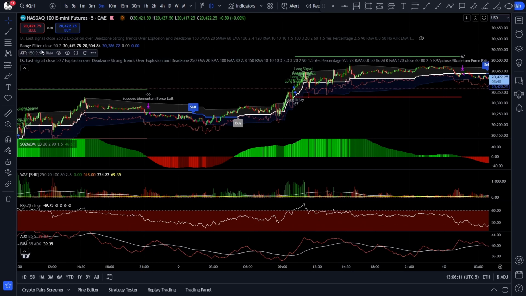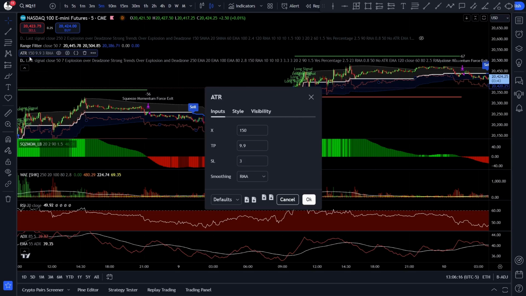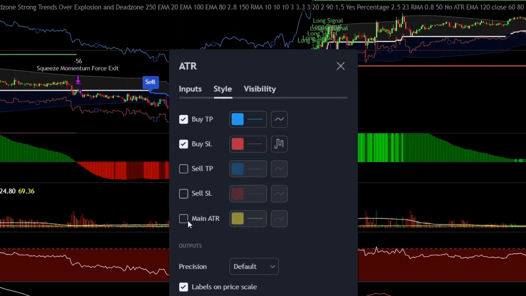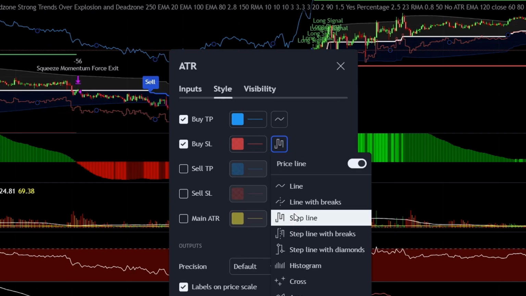So let's start. First open up the take profit and stop loss indicator, the NNFX ATR. Change its X value, which is its length, to 150, the TP value to 9.9, and the SL value to 3. Then go to the styles tab, uncheck these options, then change the line styles to step line.